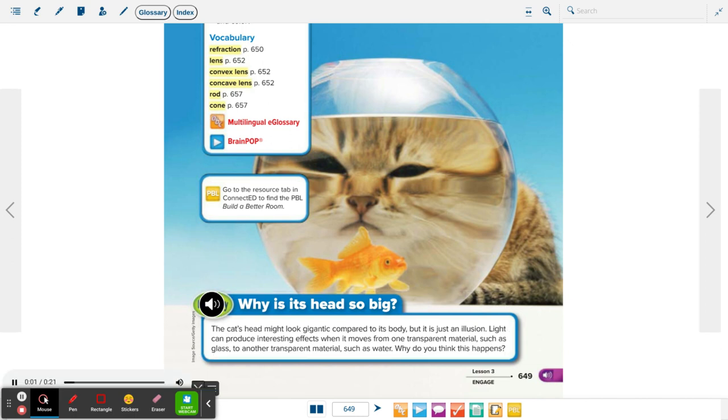Inquiry. Why is its head so big? The cat's head might look gigantic compared to its body, but it is just an illusion. Light can produce interesting effects when it moves from one transparent material, such as glass, to another transparent material, such as water. Why do you think this happens?